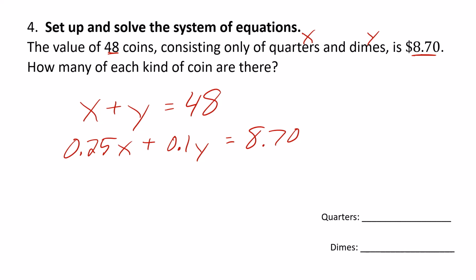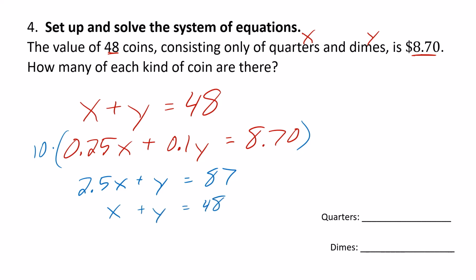So if we multiply that bottom one by 10 and rewrite, I've got that will now be 2.5x plus y equaling now 87. So now I can go ahead and rewrite maybe the top one underneath this. This is going to be x plus y equaling 48. And go ahead and subtract. It looks like vertically will be what I need to do.